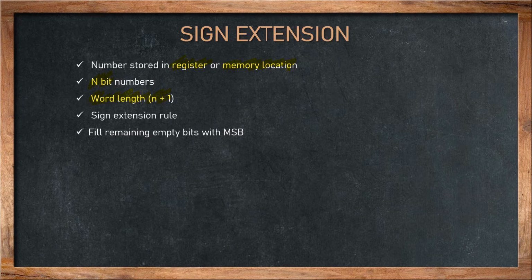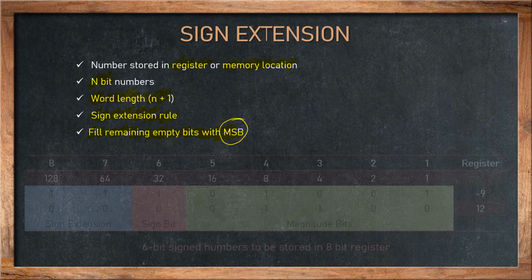Then the sign extension rule. What is the sign extension rule? The sign extension rule says to fill the remaining empty bits with the MSB. What does it mean? Here you should keep in mind that whatever MSB you have will always be your sign bit. This MSB will be your sign bit. So fill the remaining empty bits. In which type of cases do you need to fill the empty spaces? So let's see the table.